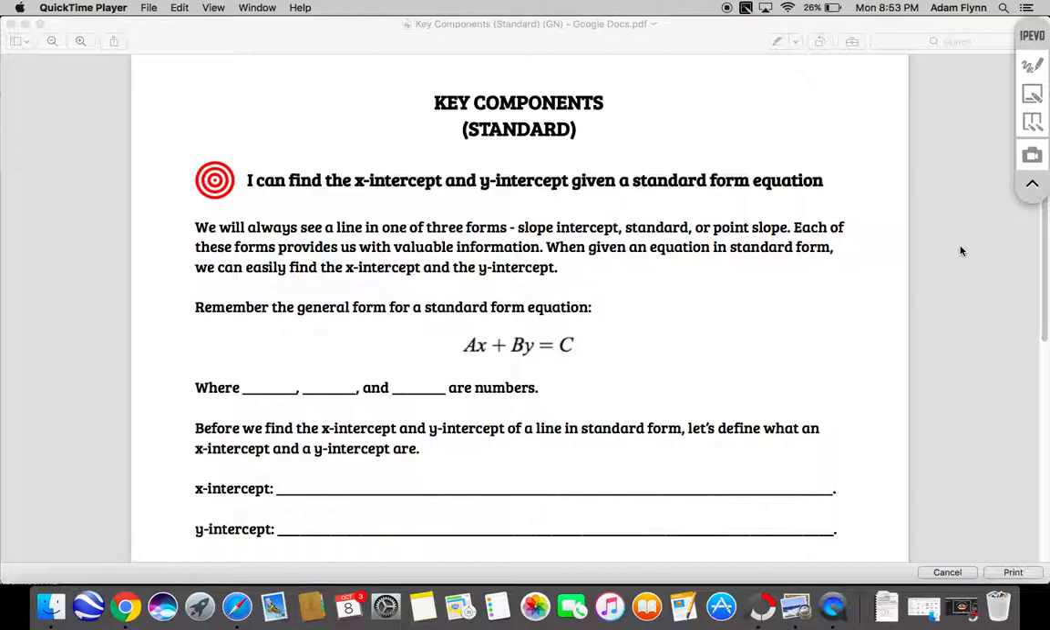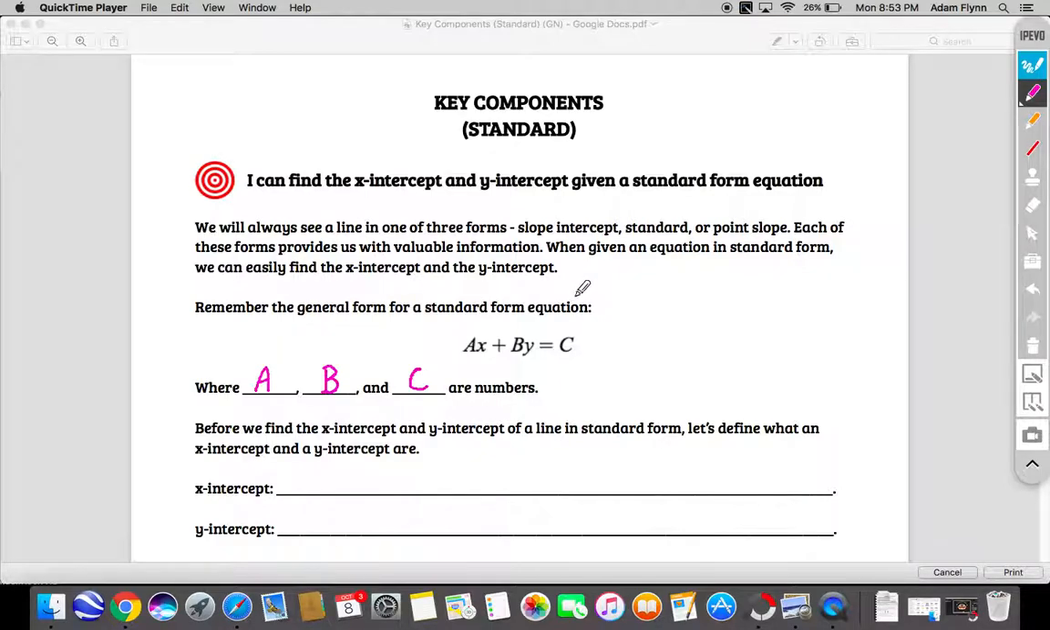When given an equation in standard form, we can easily find the x-intercept and the y-intercept with a little bit of algebra. So first off, let's remember the general form for a standard form equation. We have ax plus by equals c, where a, b, and c are replaced with numbers.